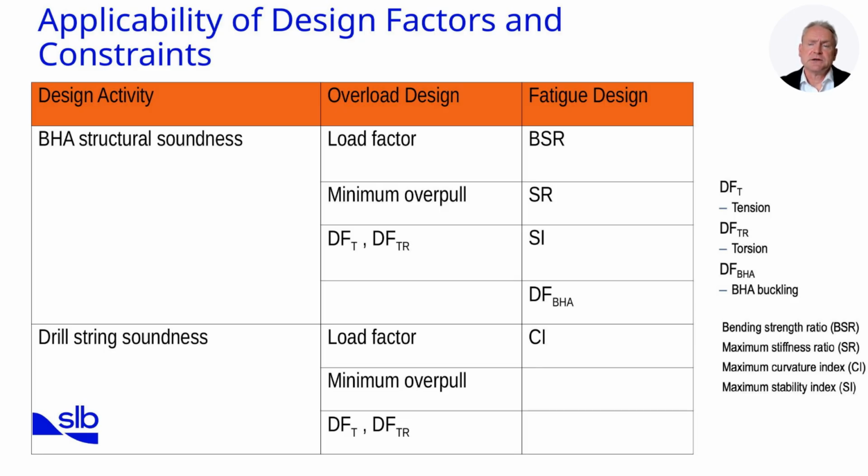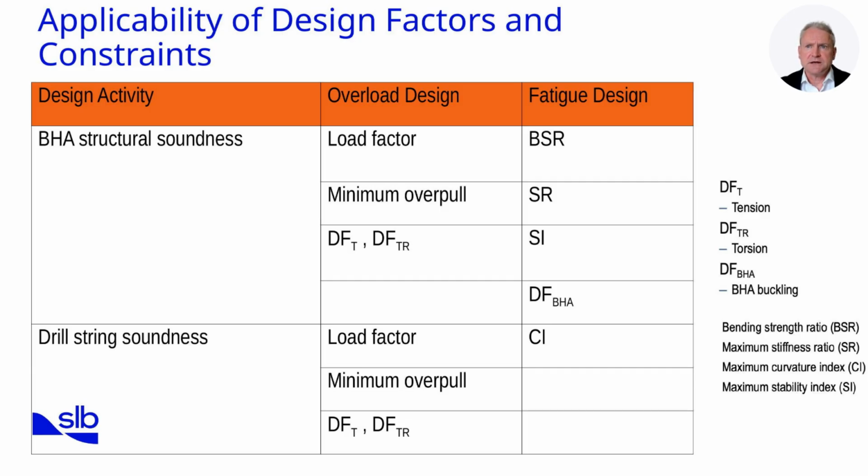The stiffness ratio, SR, reflects how the relative stiffness of BHA elements influences stress distribution. The stability index, SI, is used to evaluate how the BHA resists buckling during drilling. Finally, a dedicated design factor for BHA buckling, DFBHA, is also applied.